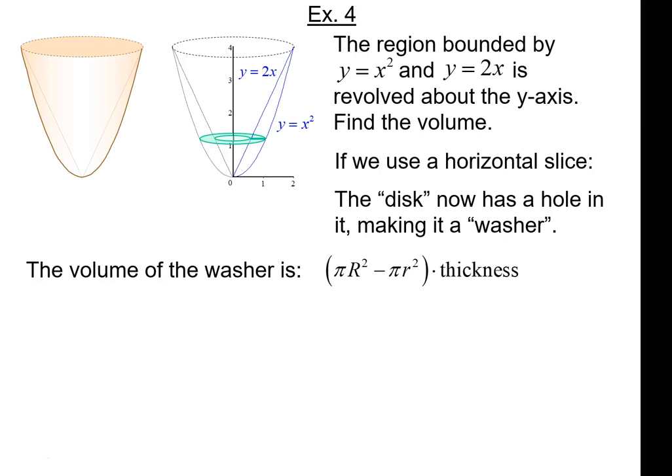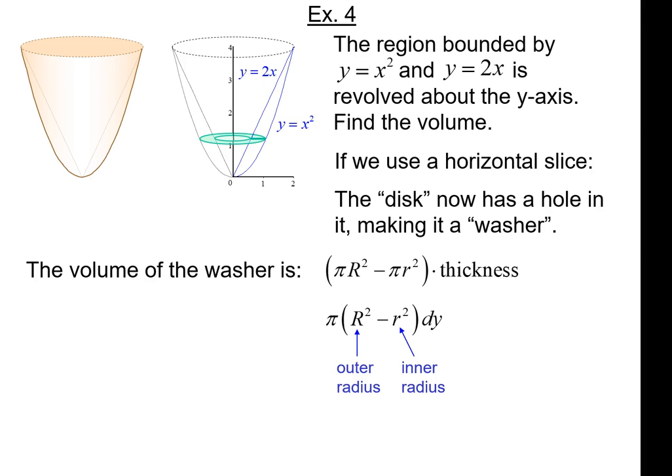All right, so the difference this time is we have what's called an outer radius and an inner radius. The outer radius is the function that's further away from the line we're revolving around. So in my example, the outer radius is the x squared function. The inner radius is the line 2x. And the thickness is going to be dy, so we have to put all this in terms of dy. Why does this need to be in terms of dy? Because we're going around a vertical line.